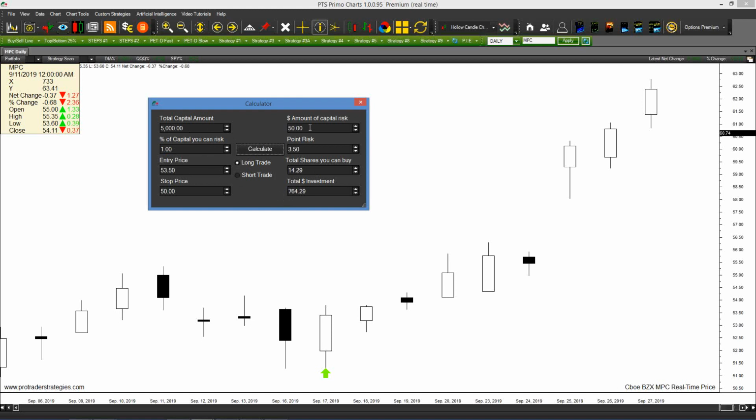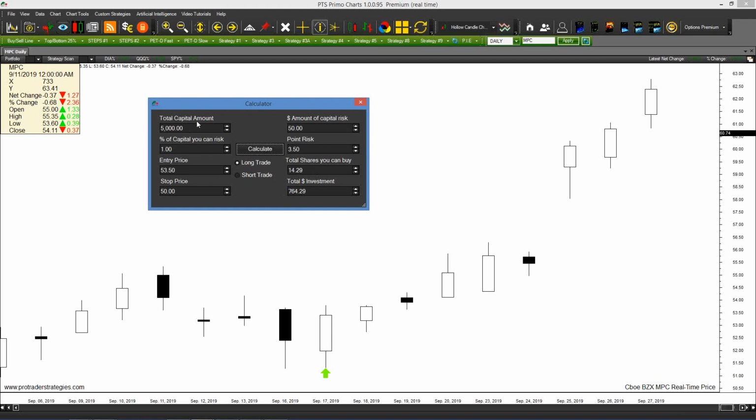Remember, this is not including commission or slippage. A lot of other traders like to include that. It's up to them, but we don't know what commission costs are. A lot of firms are now not even charging commission, but you still have slippage, so you never know unless you place a limit order. So it's up to you. We just want to calculate the amount of shares.